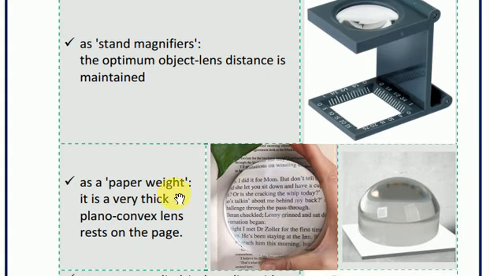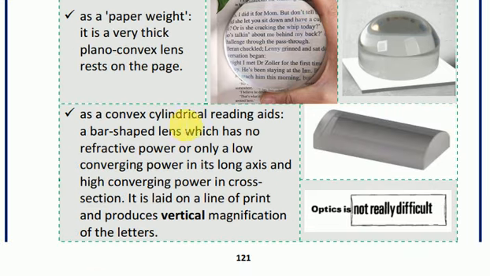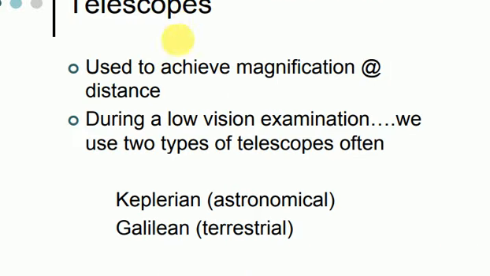The third form is a paperweight. It is very thick, plano-convex, and it rests on the page. It is a convex cylindrical reading aid. It is a bar-shaped lens. It has no refractive power or only a low converging power in its long axis, and has a high converging power in cross section. It is laid on a line of print, like for example here, and produces vertical magnification of the letters.